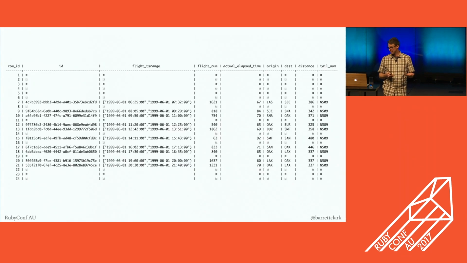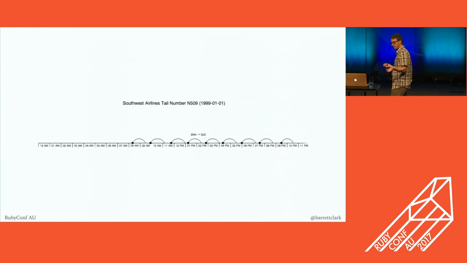So the data looks like this. You see the null values where the airplane's not in the air, and this is the graph. I did this using D3.